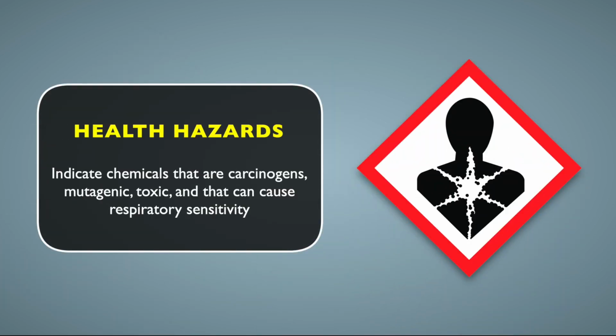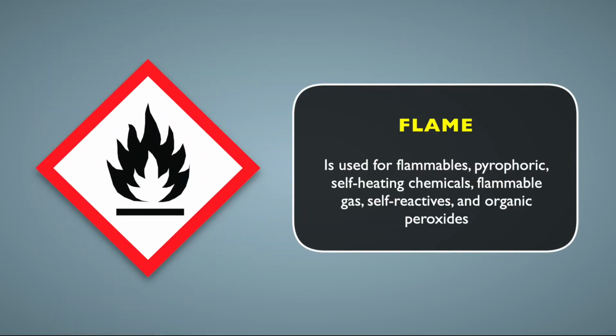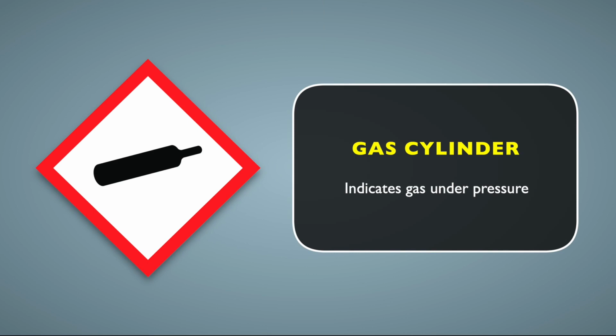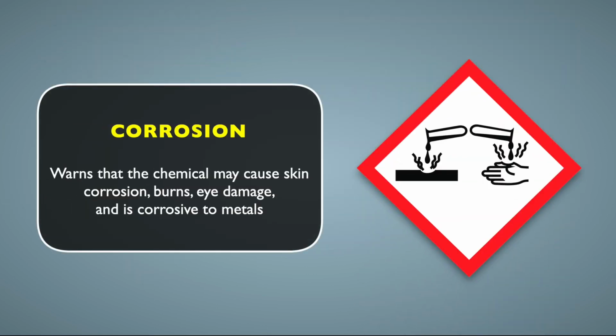Health hazards indicate chemicals that are carcinogens, mutagenic, toxic, and that can cause respiratory sensitivity. Flame is used for flammables, pyrophorics, self-heating chemicals, flammable gas, self-reactives, and organic peroxides. Exclamation mark warns of skin and eye irritants, skin sensitizers, acute toxicity, narcotic effects, and respiratory tract irritants. Gas cylinder indicates gas under pressure. Corrosion warns that the chemical may cause skin corrosion, burns, eye damage, and is corrosive to metals.